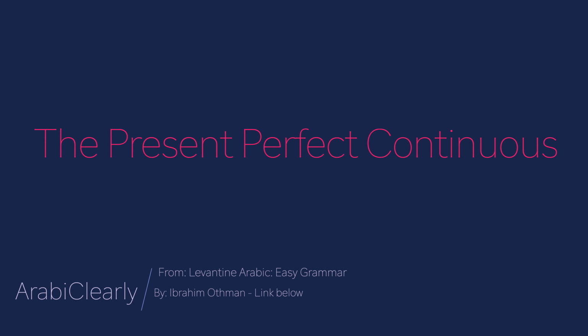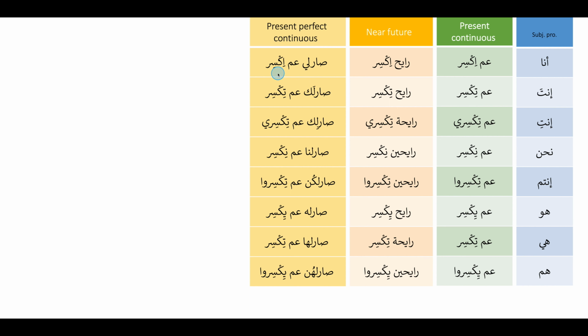The present perfect continuous. If you're clumsy like me, this might be a verb for you. أنا صار لي عم أكسر, I have been breaking.